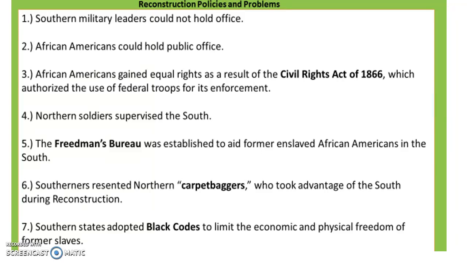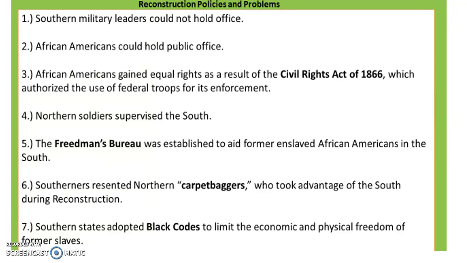Carpetbaggers were individuals who came down from the north to live. They helped stimulate and try to improve the southern economy. They took advantage of southern plantation owners who had lost land. Some bought railroad companies, and they profited off of Southerners at their expense.